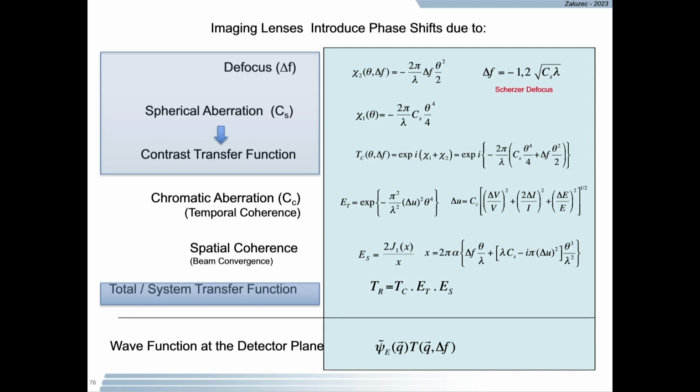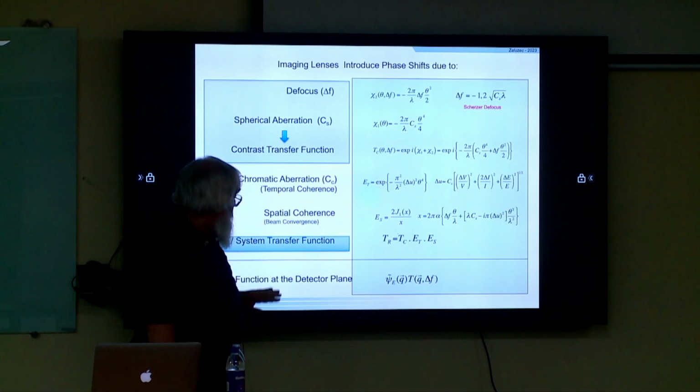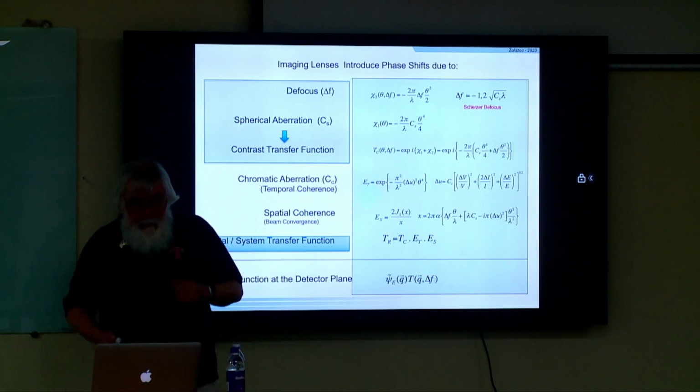All of these things are included in his calculation. The change in focus, the variation of the spherical aberration coefficient, that's all in the contrast transfer function. He'll add chromatic aberrations, spatial coherence, and he comes up with a total system function. It's a very good program. I highly recommend it.